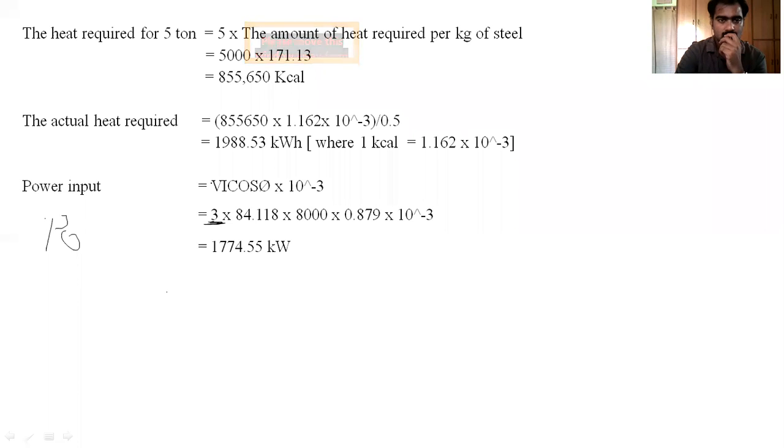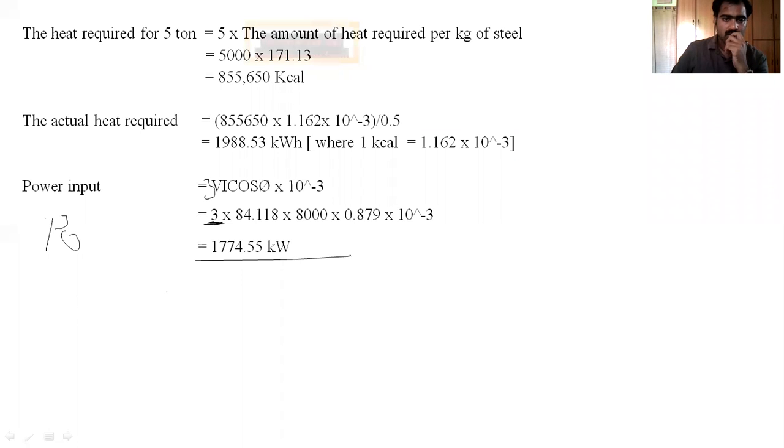So here, 3 VI cos phi into 10 power minus 3. V is your resultant voltage. So we have calculated 84.118 into I, which has been given as 8000 amperes, and cos phi we calculated earlier in our first part, that is 0.879 lagging power factor, into 10 power minus 3. So we get this value. This is your power input.